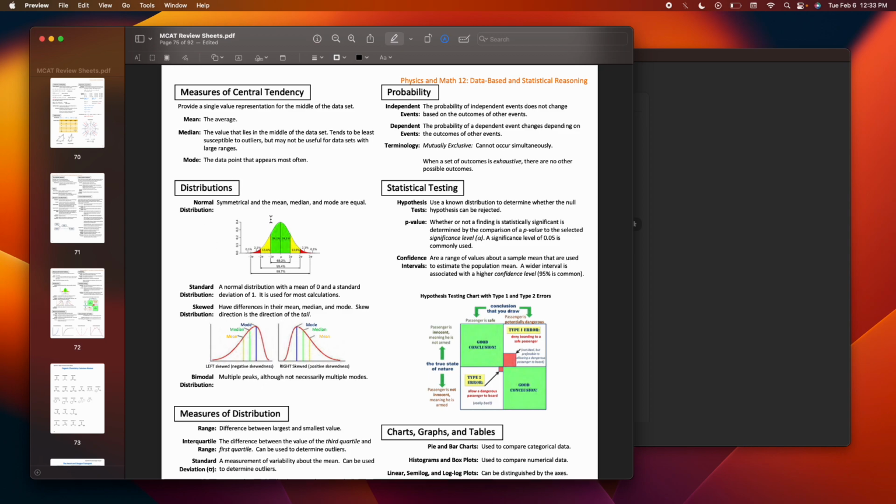Now we have distribution. A normal distribution is symmetrical, and the mean, median, and mode are equal. Where you get a different mean, median, and mode is in right skewed or left skewed distributions. Now the standard normal distribution is a normal distribution with a mean of 0 and a standard deviation of 1. It is used for most calculations.